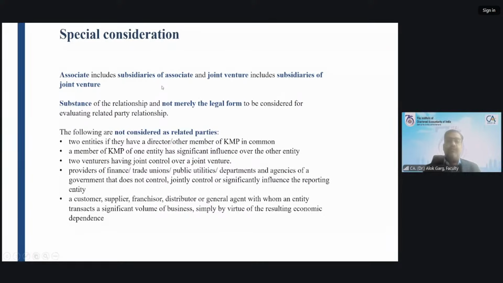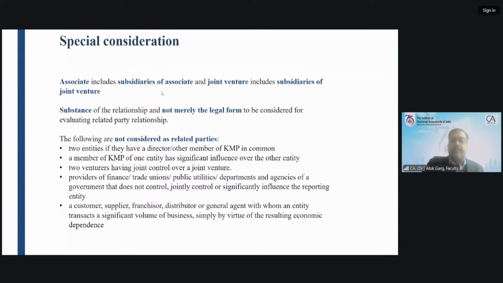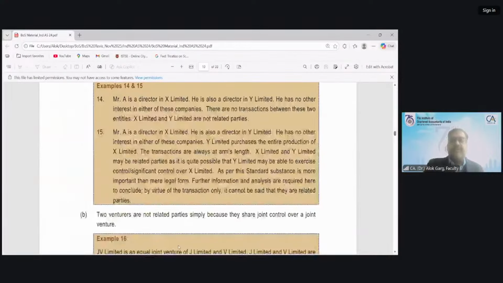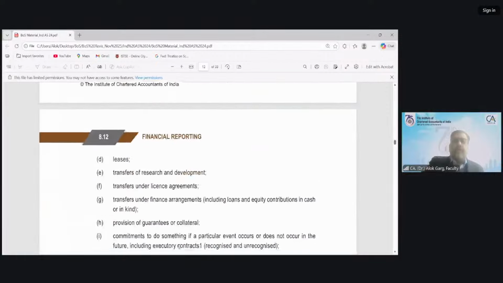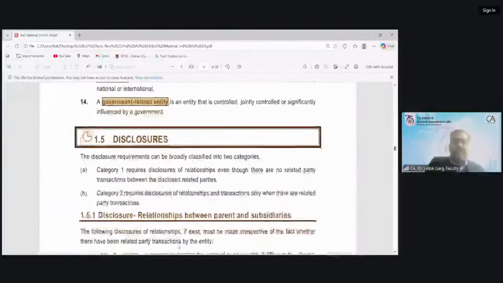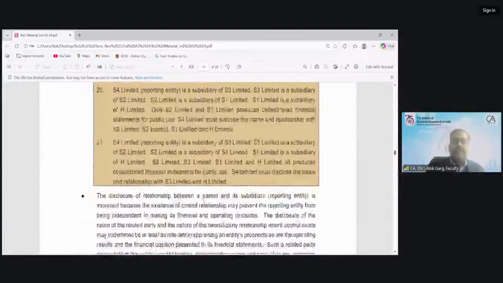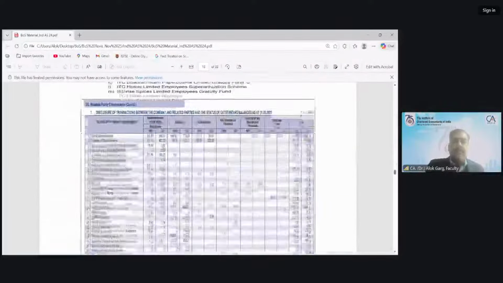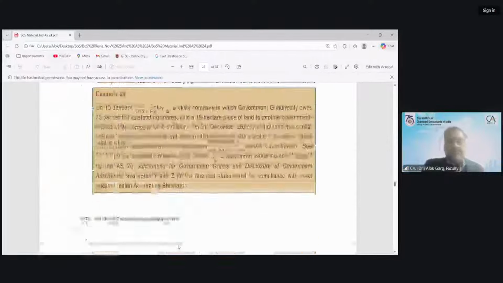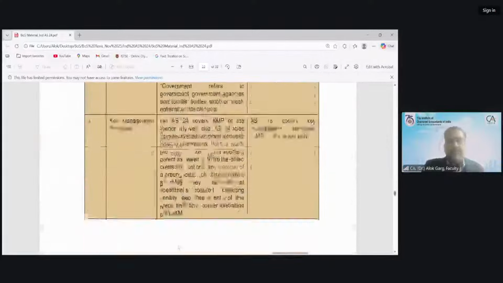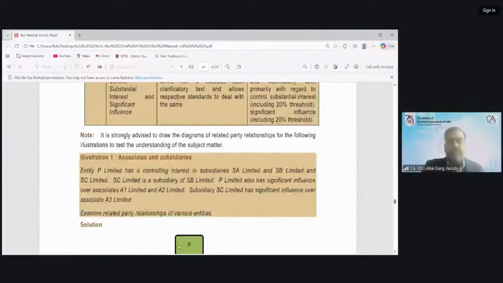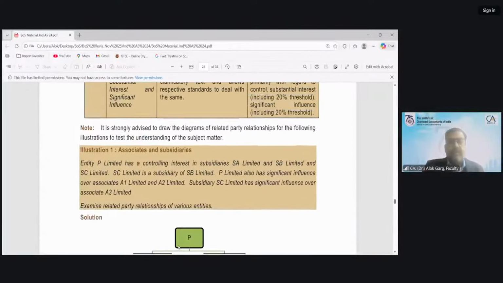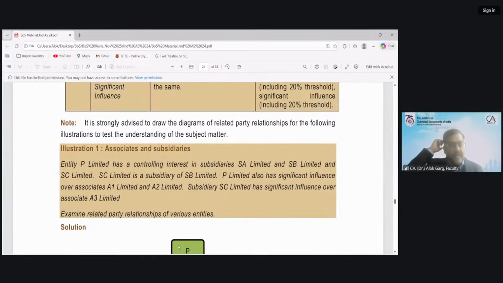Now let's move to some questions from the ICAI study material. Some illustrations. Let's move to some illustration. I hope this is visible. Yes, sir, visible. Illustration number 1 is visible.